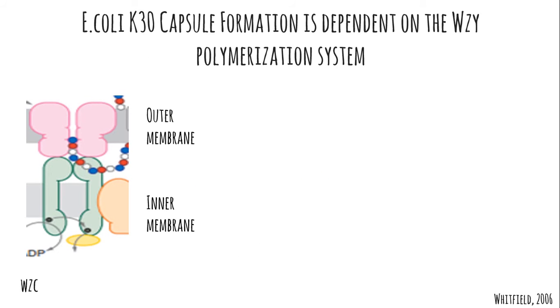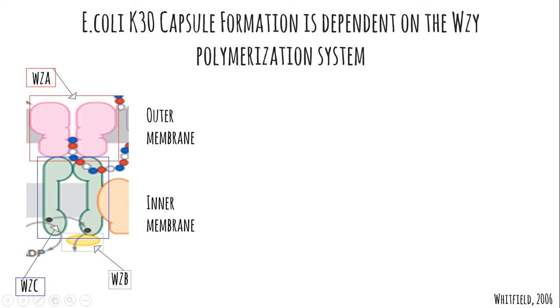So for E. coli K30, the capsule formation is dependent on a system called the WZY. And it consists of 3 parts. The first is the WZA protein, which is a pore on the outer membrane. The second is WZC, which is a tyrosine autokinase in the inner membrane. And the third is WZB, which is a tyrosine phosphatase, which works with WZC, and it can also be nonspecific and functions in the cytoplasm.